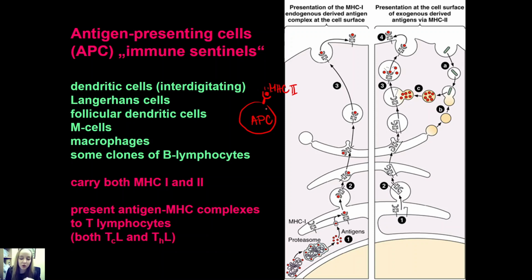Of course, normal cells and all cells in the human body, except erythrocytes and other types of cells that we are going to learn more about in the next lectures, all have MHC class 1. This is just a basic normal receptor located on every cell. Antigen presenting cells also have this receptor, but they do contain the MHC class 2 receptor that is very special for antigen presenting cells.